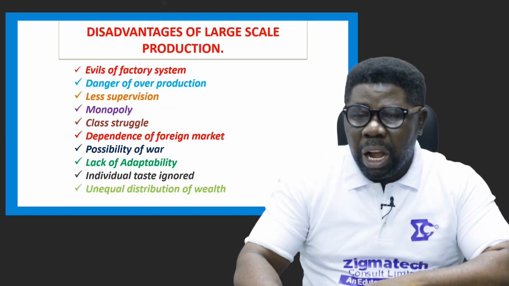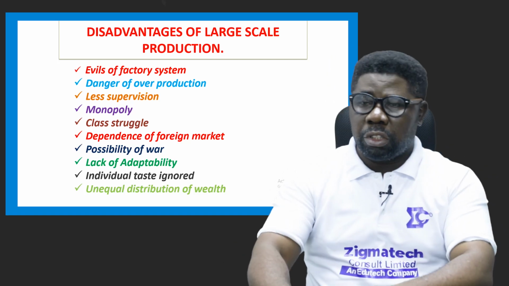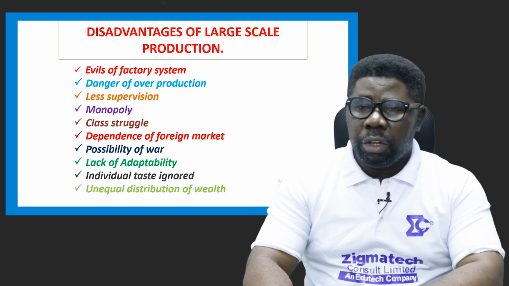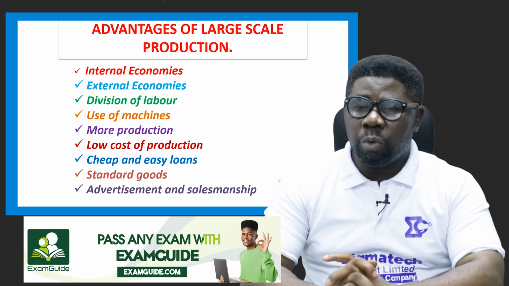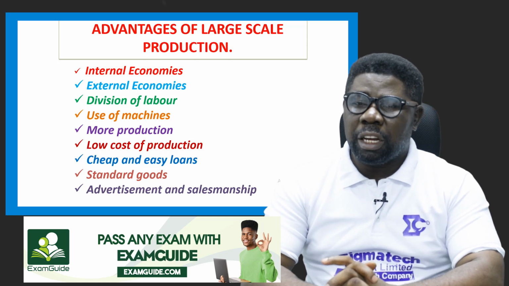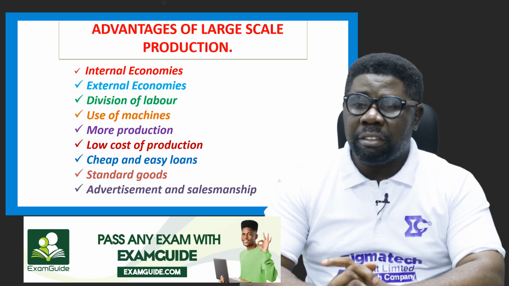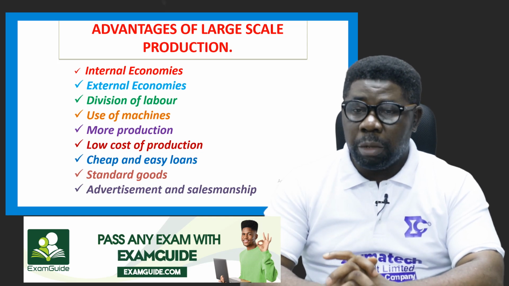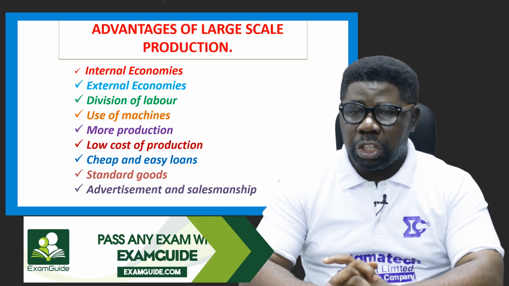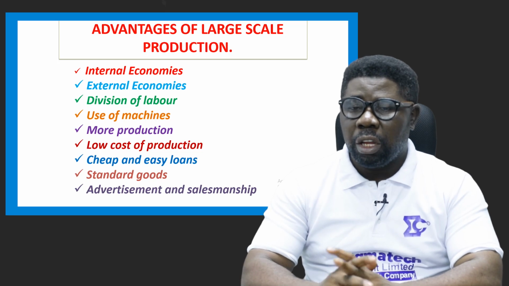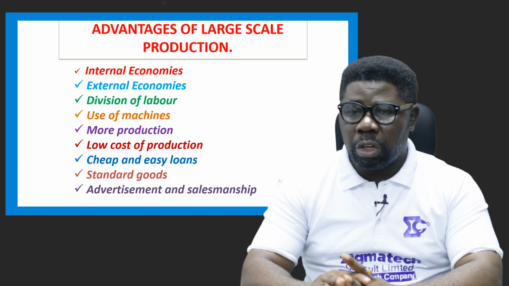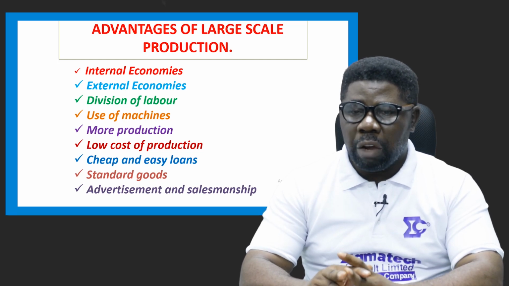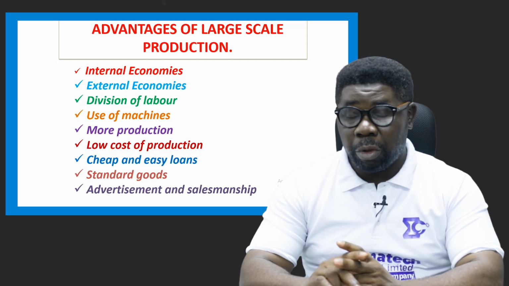Now, we have disadvantages of large-scale production. We'll do advantages first. We have advantages of large-scale production. When you produce en masse, what happens? You enjoy internal economies of scale, as well as external economies of scale, as well as division of labor, as well as use of machines, all right, because you have expertise that can manage these machines. You have more production output, of course. You have low cost of production as well. You have cheap and easy loans that can be collected by you.